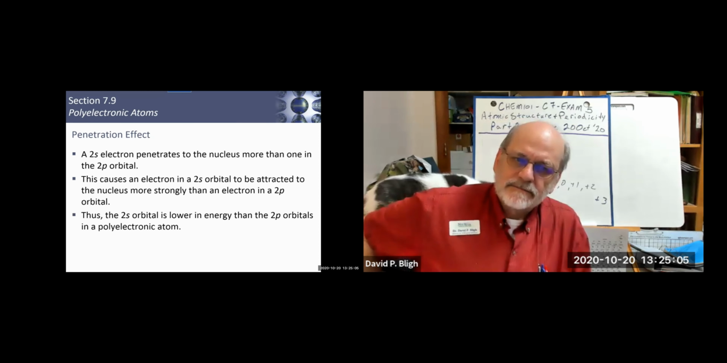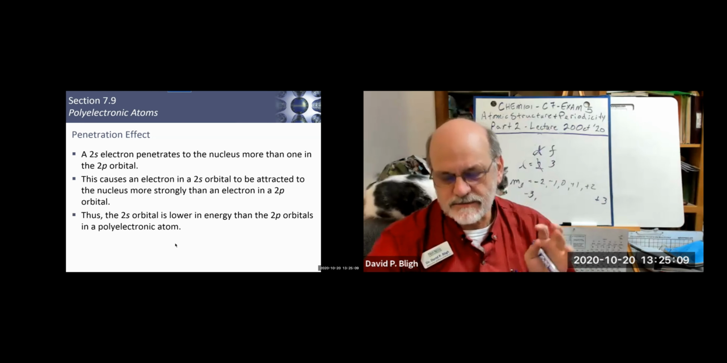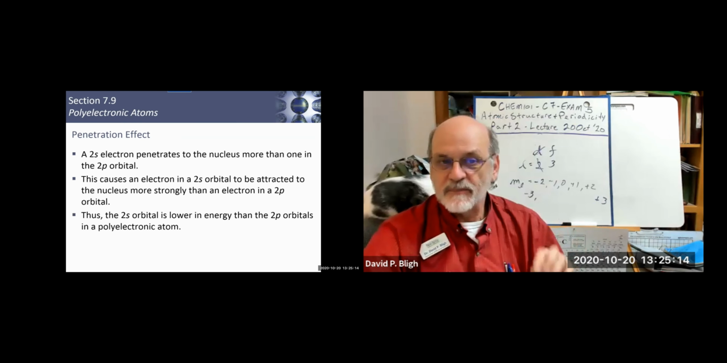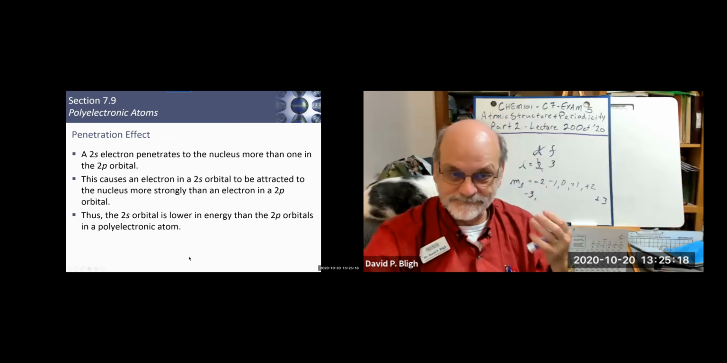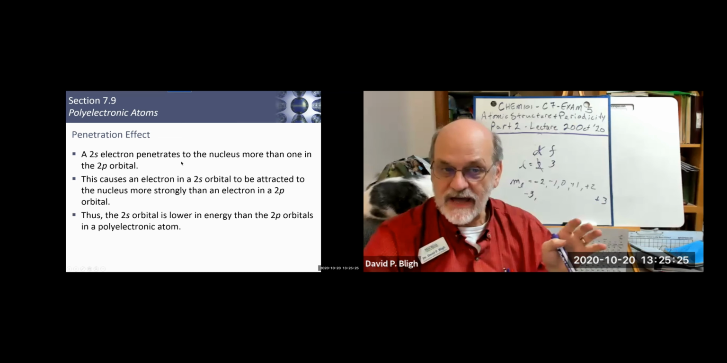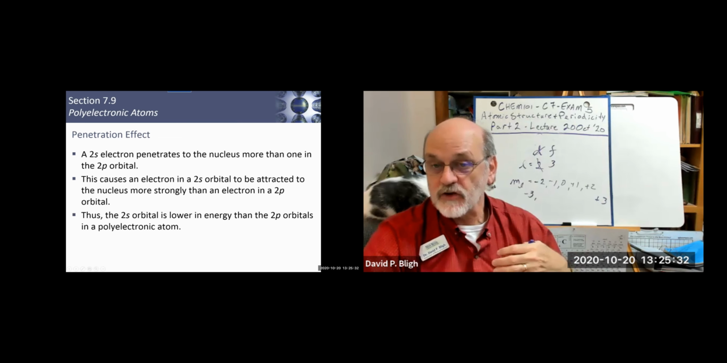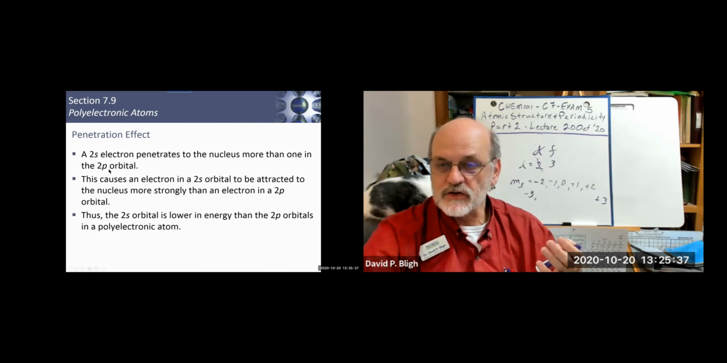There's an effect called the penetration effect. It's difficult to just splash it right in front of your face, so I'll try to explain it. We can say that the 2s penetrates to the nucleus more than an electron occupying the 2p orbital. And that has to do with a number of things.